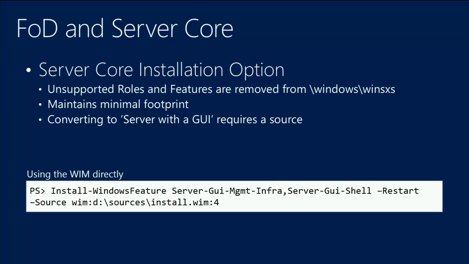Okay, makes sense? So what that means is it starts with this minimal footprint, but it also means that if you want to convert it up to Server with a GUI or to Minimal Server Interface, you're going to have to point it at a source file. The command is down at the bottom: Install-WindowsFeature, the two features which will take us up to Server with a GUI, the Restart flag, because you'll need a restart after installing all of that, then a Source pointing off to the WIM directly.